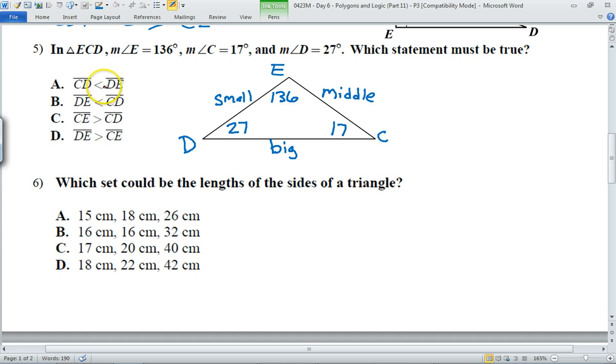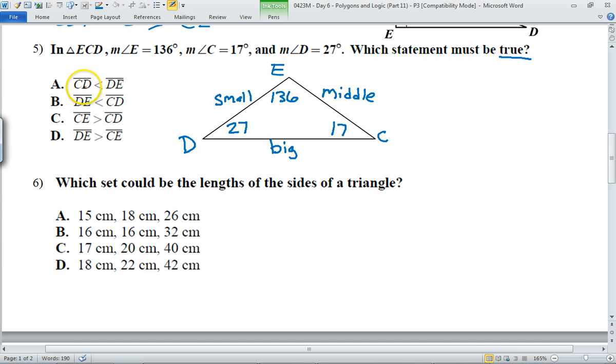Now, I'll analyze these choices and see which one is true. I'm looking for one that's true. Do you have to write it like that? Because I didn't put the angles where you put them. No, it doesn't matter how you draw the picture.